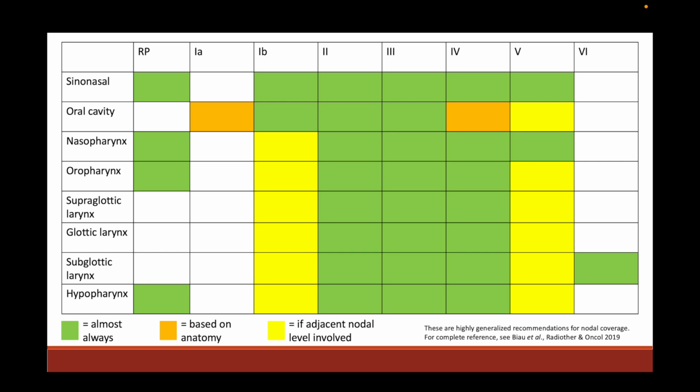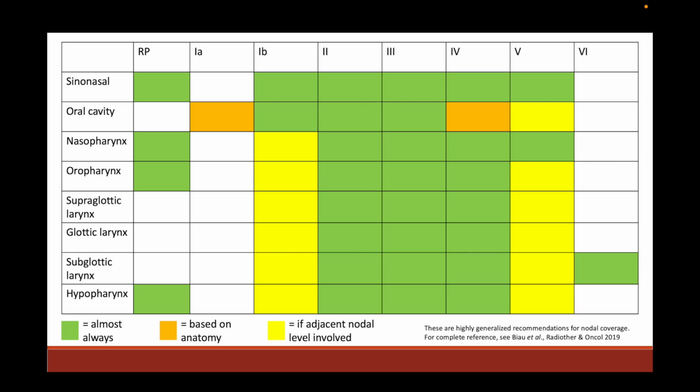So the boxes that are in green are levels that you always think about electively covering. The orange are kind of based on the anatomy. So oral cavity, remember we said if it's lower lip, anterior tongue, like the front part of the anterior tongue or the anterior part of the floor of the mouth, that is when we would think about covering the submental level 1A. And then levels 1B through 5, it's typically if an adjacent nodal level is involved. So if anything in 2 through 4 is involved, then we typically think about adding, say, 1B or level 1-5, again, depending on where the involved nodes are.